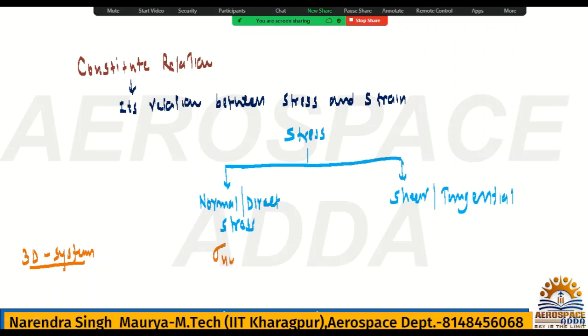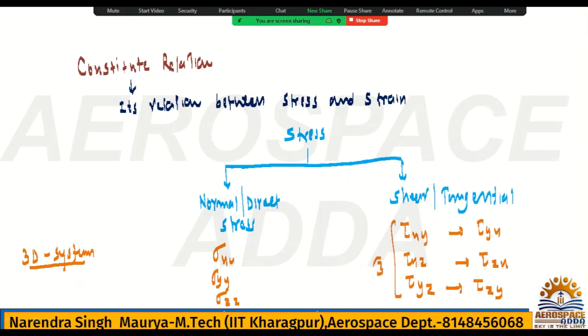If we have a 3D system, what are the stresses in x direction? Sigma xx, sigma yy, sigma zz. Similarly, we have tau xy, tau xz, and tau yz. Complementary stresses, if you write, tau zy, tau zx, tau yx. So here you can consider three shear stresses we have, and three normal stresses we have. Okay, 3 plus 3.